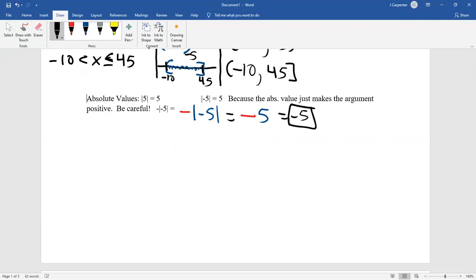So that shows you that there can be negative answers with things that had absolute values. You have to be careful. A lot of people might accidentally think these two negatives cancel each other out, and they don't. You can't cross operations across an absolute value because of PEMDAS, because of order of operations.